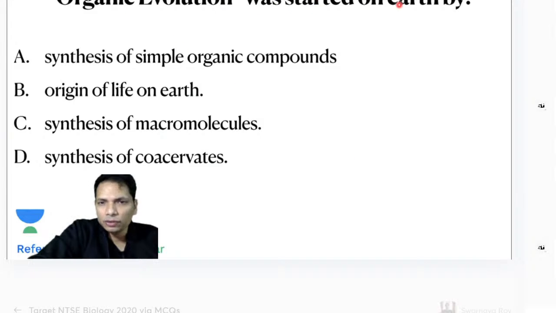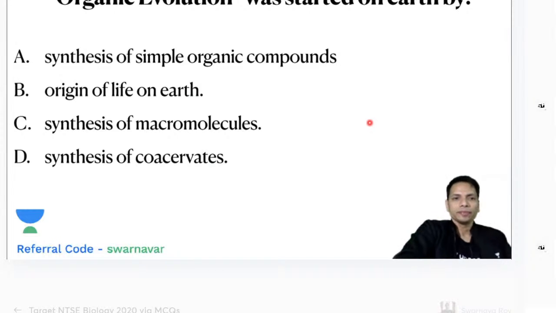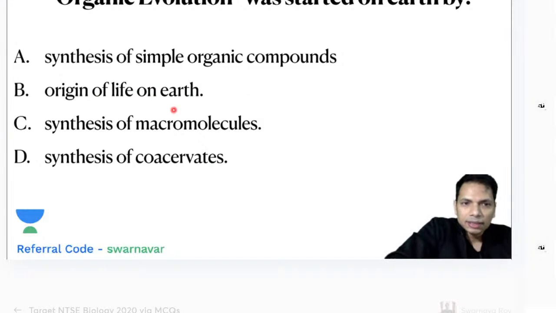Organic evolution was started on earth by what? How did organic evolution start? Synthesis of simple organic compounds, origin of life on earth, synthesis of macromolecules, or synthesis of coacervates? How did organic evolution start on earth?